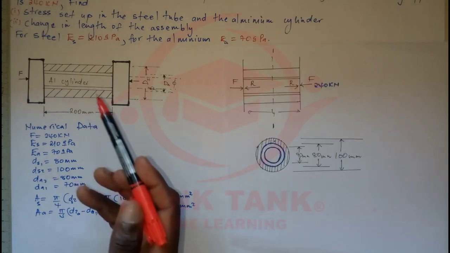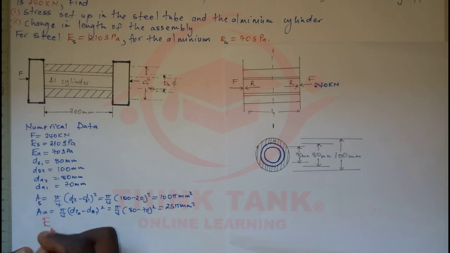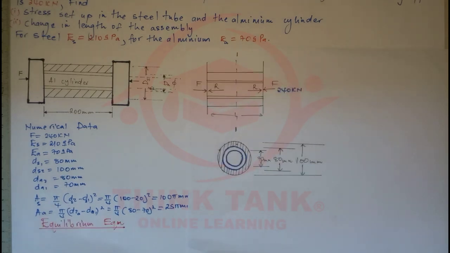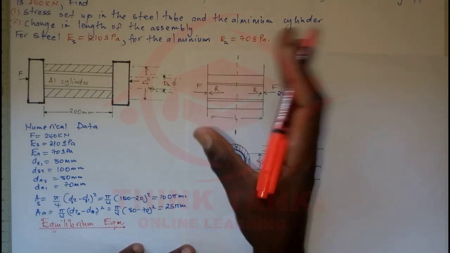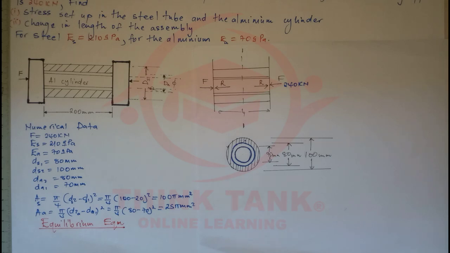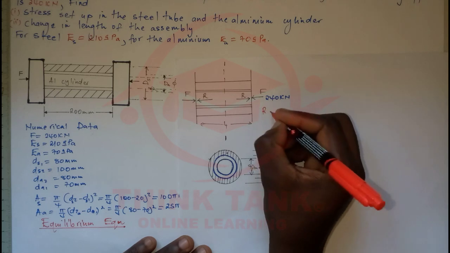So we know that the assembly is static, which means it's not moving. So I'm going to write the equilibrium equation right here. I'm just going to take the right section of this assembly. So what is going to happen? We're going to have the reaction force, direction of the steel, and direction of the copper. So let me write it.